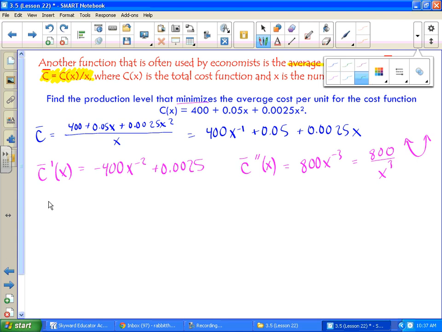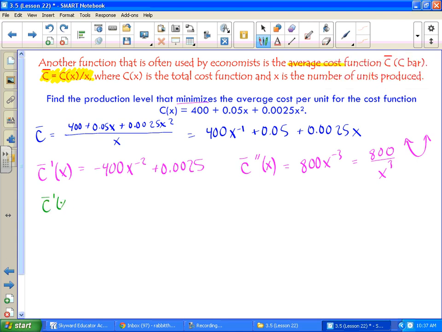Yeah, make the first one equal to 0. So I have negative 400 over x squared plus 0.0025 equals 0. Then I'm going to move the negative piece to the other side because it makes it positive. So add it over, I get 400 over x squared. What am I going to do now? Multiply by x squared, then divide by that decimal, right? And then take the square root. So go ahead and do those steps there.